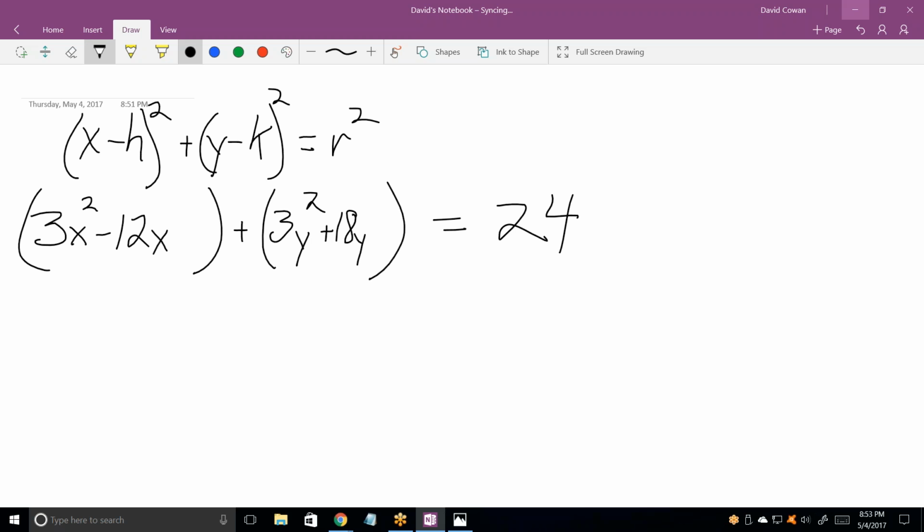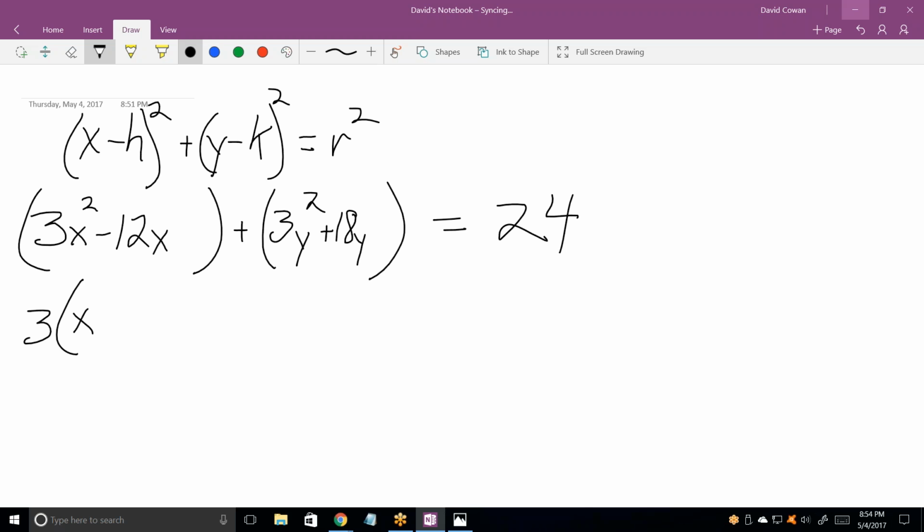I'm getting closer to my format. If I can complete the square, I'll have x minus h squared plus y minus k squared, right? However, you can't complete the square if the coefficient on the squared term is other than 1. So I got to factor out a 3 from both of these things. Yes. Factor out a 3.